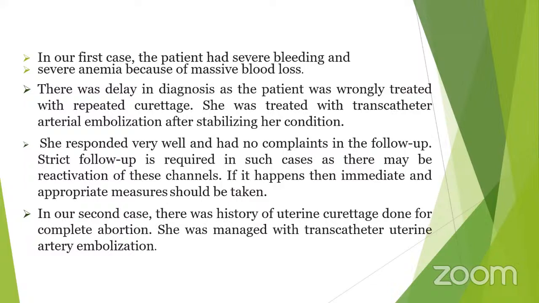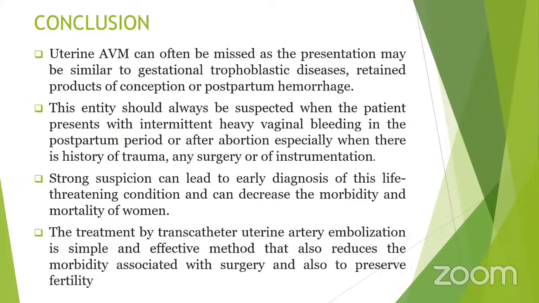In the first case, the patient had severe bleeding and severe anemia because of massive blood loss. There was a delay in diagnosis as well, and she was wrongly treated with repeated curettage. She was later treated with transcatheter arterial embolization after stabilizing her condition. She responded well and had no complaints in follow-up. Strict follow-up is required in such cases, as there may be reactivation of these vascular channels. If it happens, then immediate and appropriate measures should be taken. In the second case, with a history of uterine curettage done for incomplete abortion, she was managed with transcatheter uterine artery embolization.